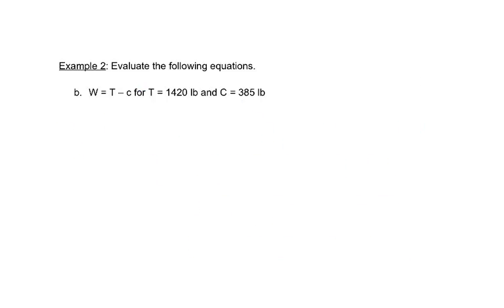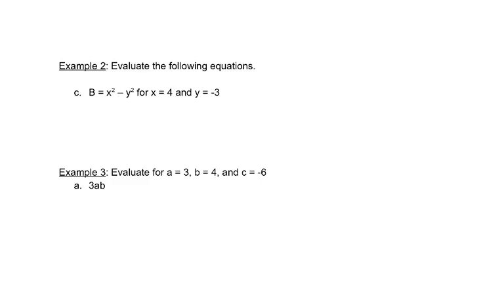We'll skip B, and we'll go on and we'll do C. So in example 2C, we're replacing those letters with numbers. We know X is 4, Y is -3. So I have B is equal to, so I'm going to put my X in parentheses as 4. And I'll put my Y in parentheses as -3. I told you before, it's a really good idea to always put your number in parentheses when you're replacing it.